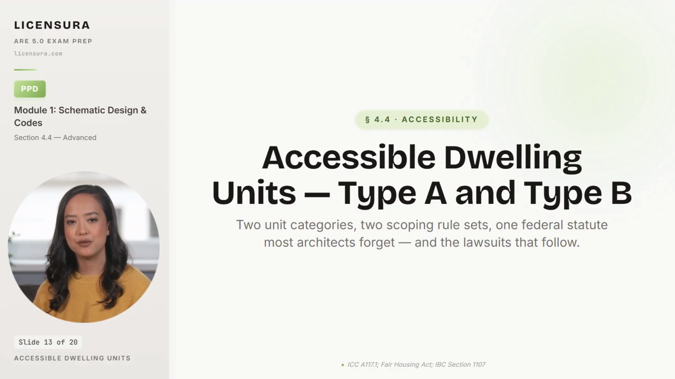Type A units are fully accessible from the day occupants move in. Type B units are adaptable, with the bones in place for future grab bars and base cabinet removal. The IBC scopes Type A at 2% in buildings with 20 or more units. The Fair Housing Act, separately, scopes Type B at every unit on every accessible floor in every building of 4 or more units.